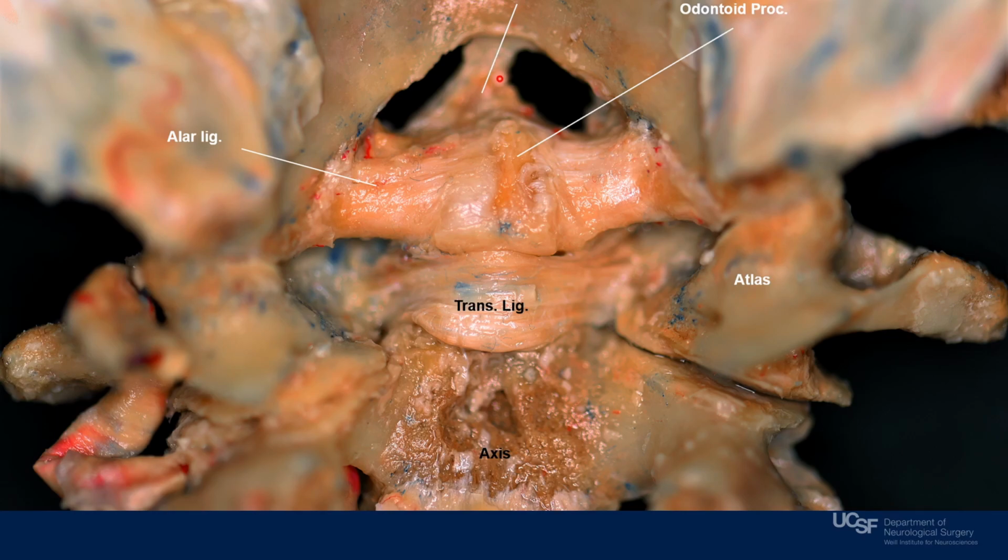Anteriorly, we see the apical ligament that attaches superiorly to the basion, or the anterior edge of the foramen magnum, and it merges with the superior longitudinal band as well as the anterior longitudinal ligament.